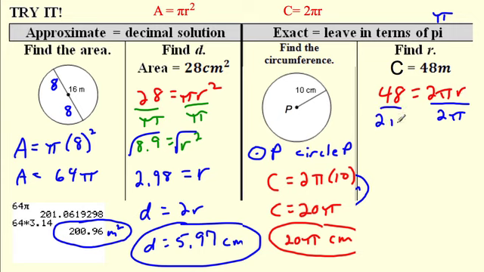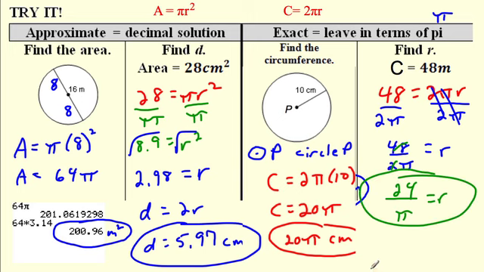Whatever you do to the left side, you have to do to the right. So the 2's cancel, the pi's cancel, I'm left with r, and I'm left with 48 over 2 pi. Can I reduce that? Sure, a little bit. To leave it exactly in terms of pi, the 2 goes into 48 how many times? It should go in there 24 times. So this is 24 over pi. That is the exact value of my radius. And if I want to put it in terms of meters, it's 24 over pi meters.